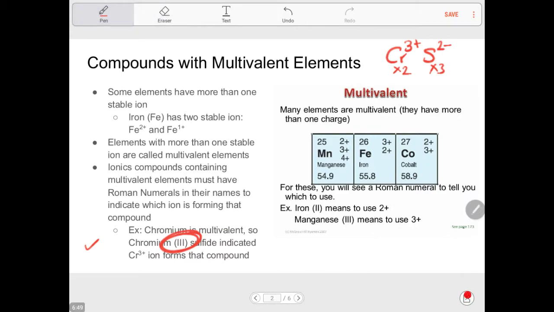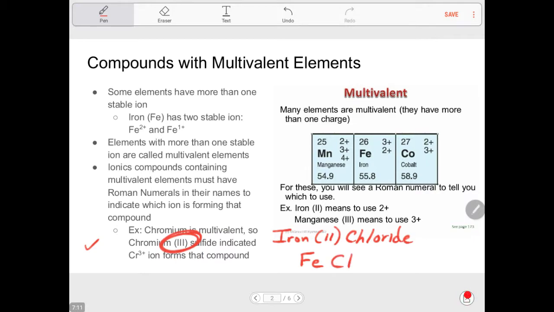So let's say we have iron 2 chloride. What does that mean? I'll do the side work up there. We're going to have iron and chloride, so Fe and Cl. The 2 in this case tells us what the charge of the iron is. In this case, we're using Fe2+. The charge of chlorine never changes. It's 1 minus. So which of those do I need 2 of? I need 2 chlorines. So your compound would be FeCl2.